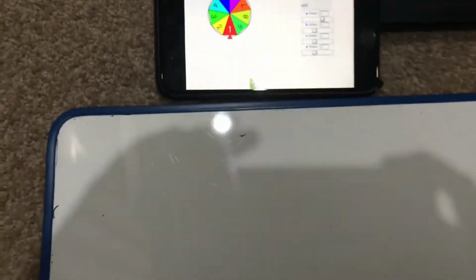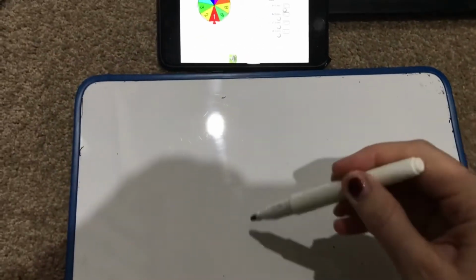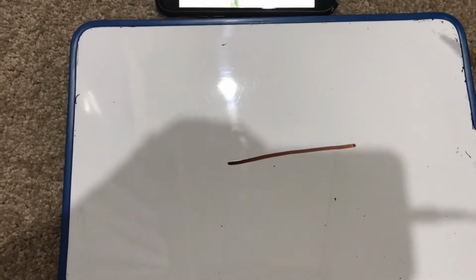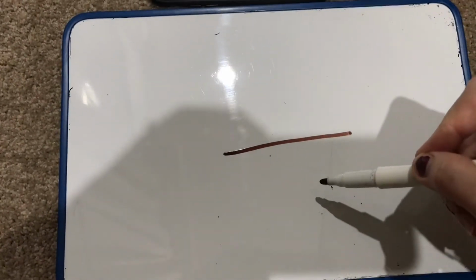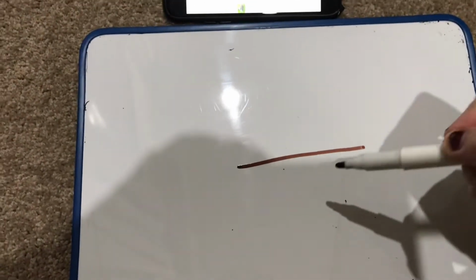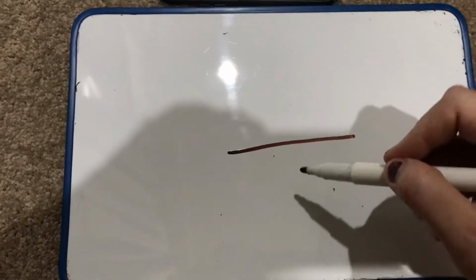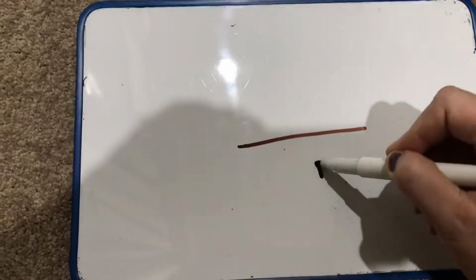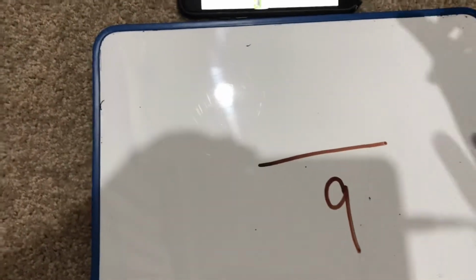To record the chance of rolling a number on the spinner as a fraction, we need to determine the total number of possible outcomes as the denominator. The denominator is a number on the bottom of the fraction. As there are 9 chances on this spinner, the total possible outcomes is out of 9.